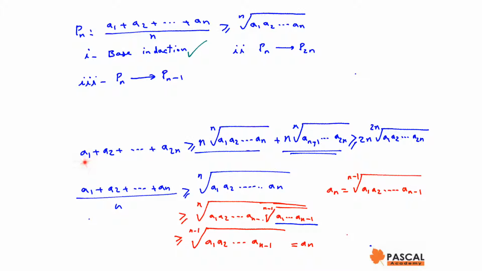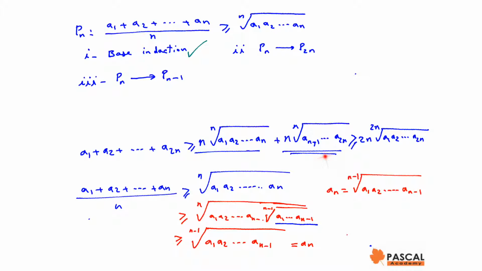The second step is if Pn is true, prove P2n is true. That means (a1 plus a2 plus ... plus a2n) divided by 2n is greater or equal than the 2n-th root of a1 a2 ... a2n. This is what we want to prove. We divide this series in two parts, each of them n terms, the first and the last n terms. Then we use the arithmetic geometric mean inequality for the first n terms and the last n terms.